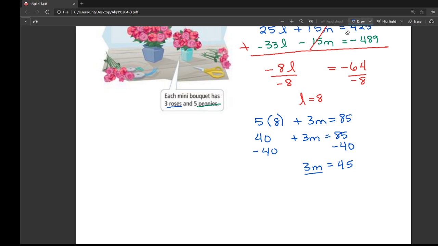And then I divide by the 3. Don't divide by M, because you want M alone. So if I divide by 3, come on, draw tool. There we go. I get that M is equal to 15.